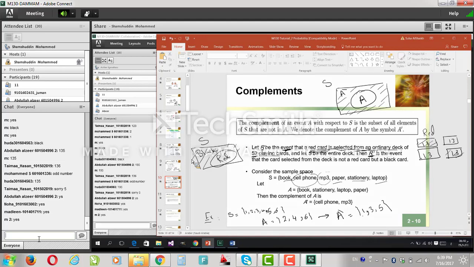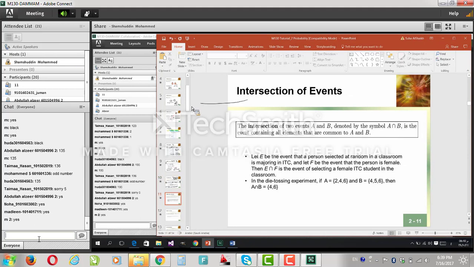So the next thing is the intersection of events. Again, let me show you the figure. This rectangle represents S, and inside it I have the event A, and on the other side I have another event, event B. The intersection of A and B is all the points that are shared between A and B, all the points that are common to A and B.